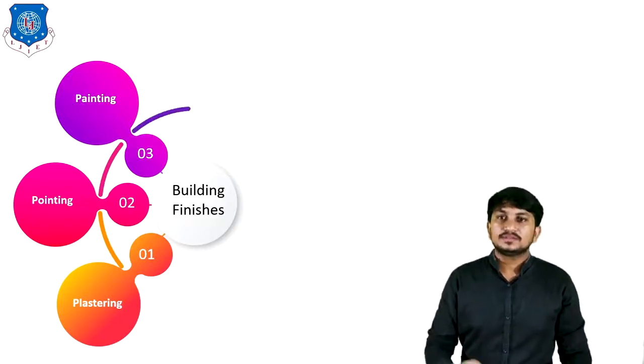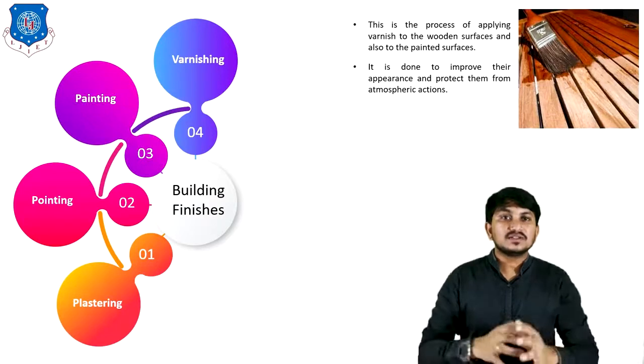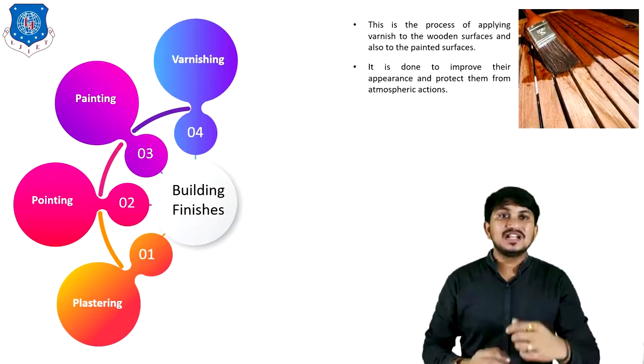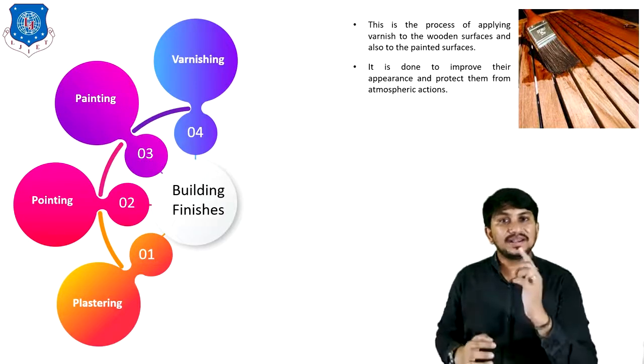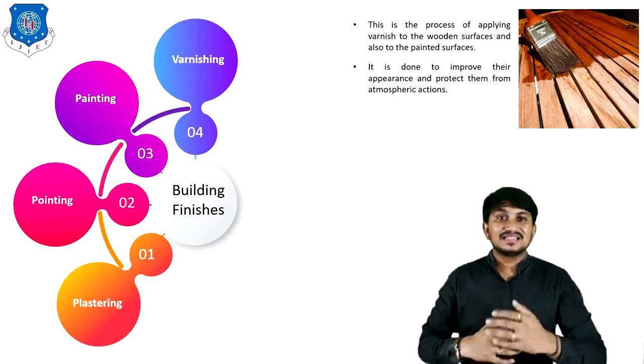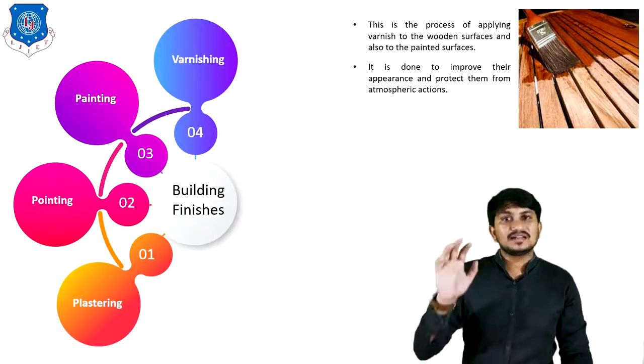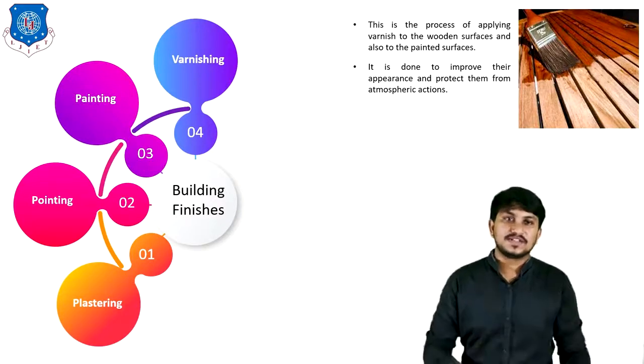The fourth building finish is varnishing. This is the process of applying varnish to the wooden surface and also to the painted surface. It is done to improve their appearance and to protect them from atmospheric actions. Usually varnishing is done on wooden surfaces.